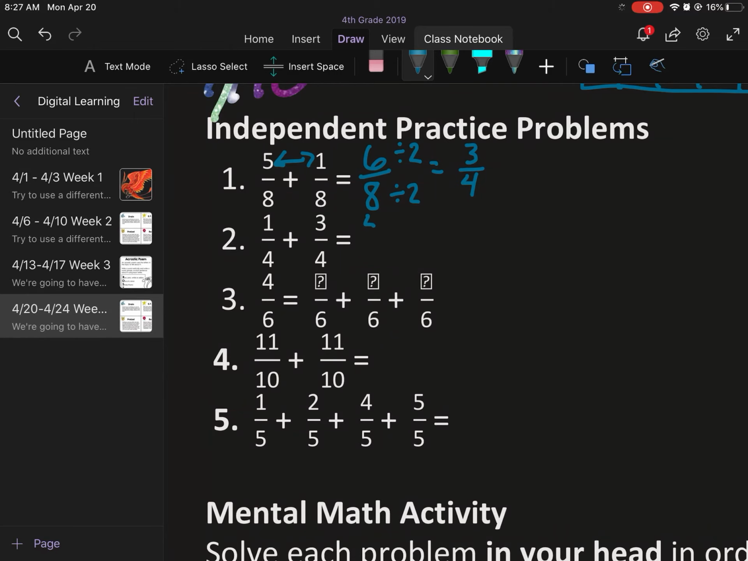Same thing down here for number 2. 1 plus 3 is 4. Denominators are the same, so 4/4. And what do I know? Well, I know 4/4 is the same as 1 whole.